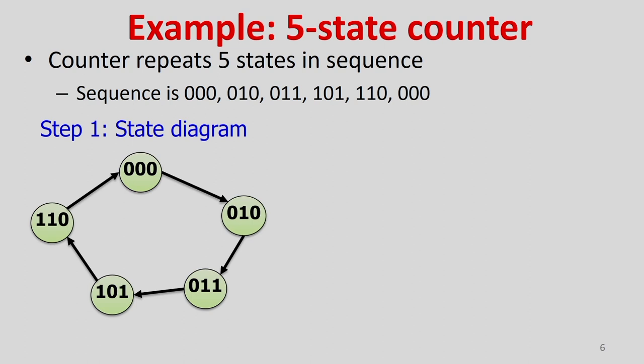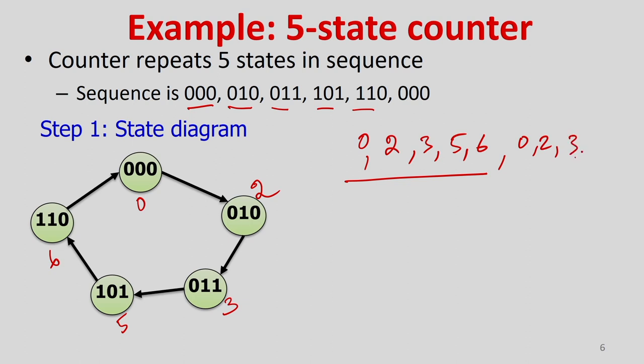Suppose you want to design a different kind of counter which repeats a sequence: 0 0 0, 0 1 0, 0 1 1, 1 0 1, and 1 1 0. So the sequence is 0, then 2, then 3, then 5, then 6. It repeats the sequence 0, 2, 3, 5, 6, and this continues. Suppose you want to design a counter which repeats this sequence. Clearly, because it goes up to 6, 3 bits are required. And because you are repeating 5 things, we require 5 states.